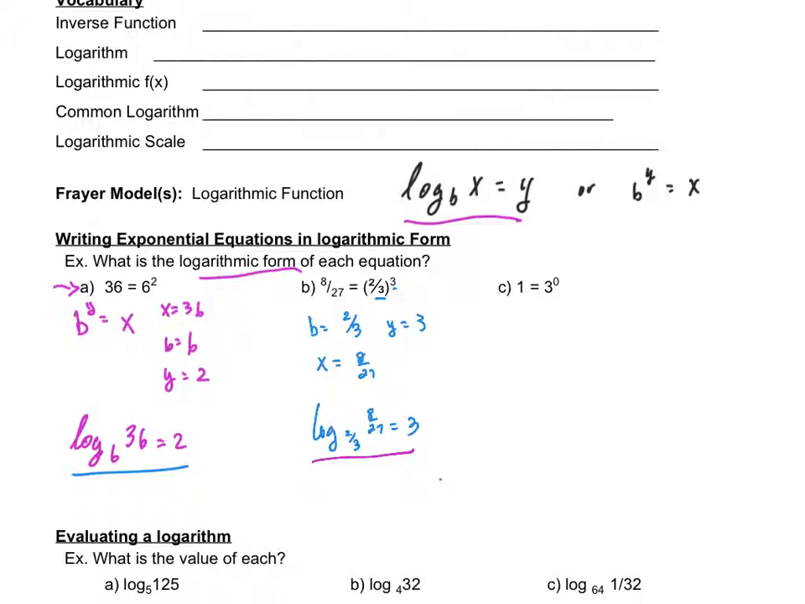And then this next one, we know that x is equal to 1, b is equal to 3, y is equal to 0. So we have the log base 3 of 1 is equal to 0, and of course 3 to the 0 power is going to give me 1. So there you have it. That's writing from exponential to logarithmic form.